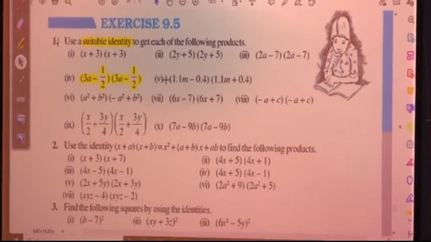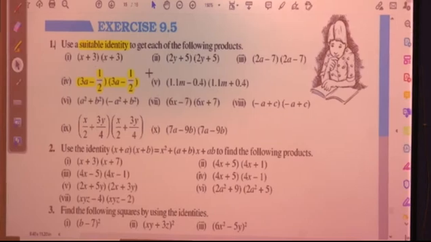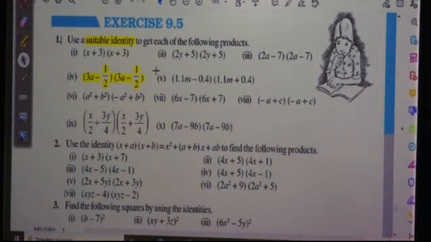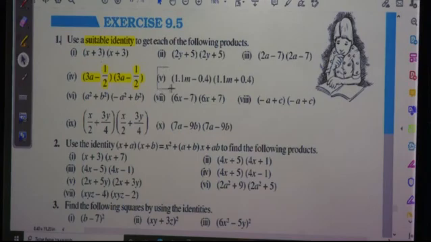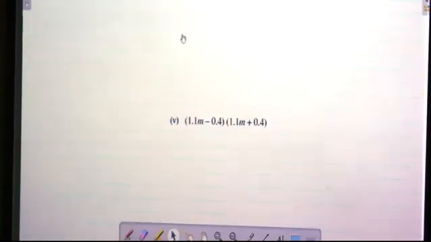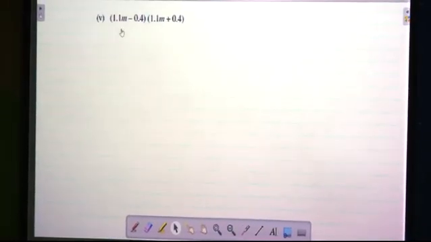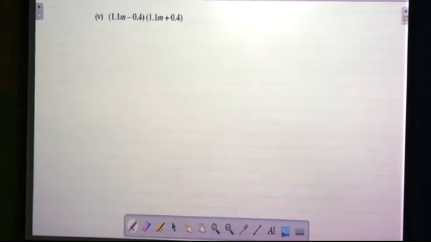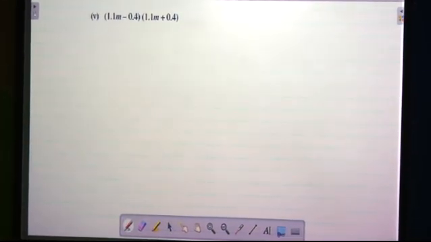What's the fifth sum? It is 1.1 m minus 0.4 in first bracket and 1.1 m plus 0.4 in the second bracket. Using suitable identity, how to solve it? Very simple thing. What identity is it matching to? A minus B, A plus B means it is matching to identity 3.